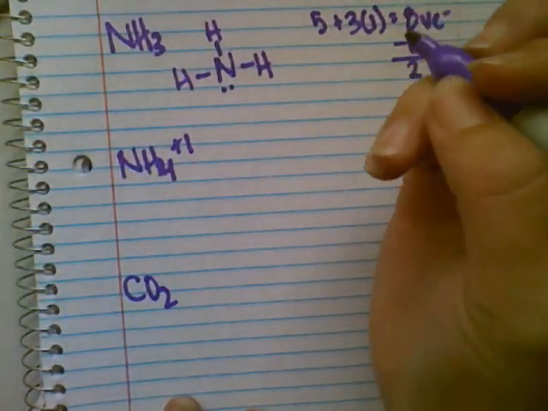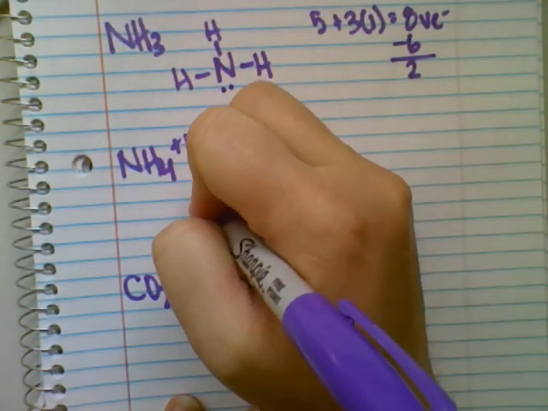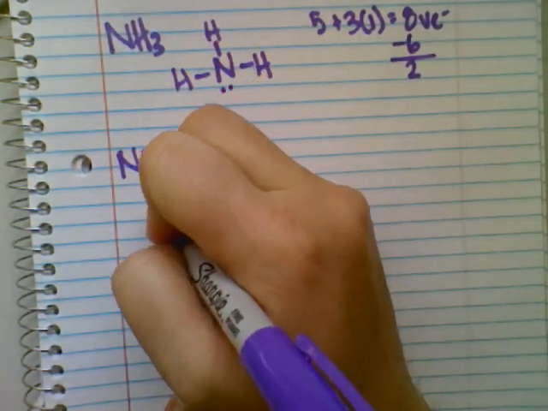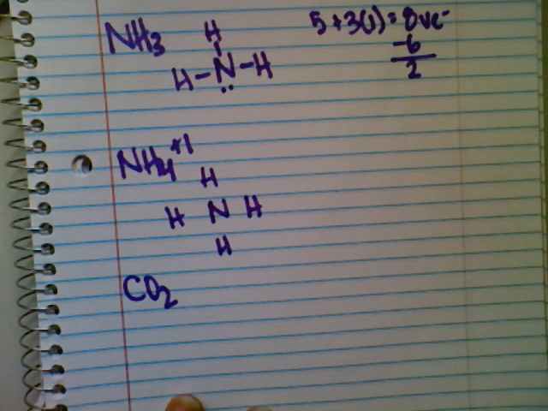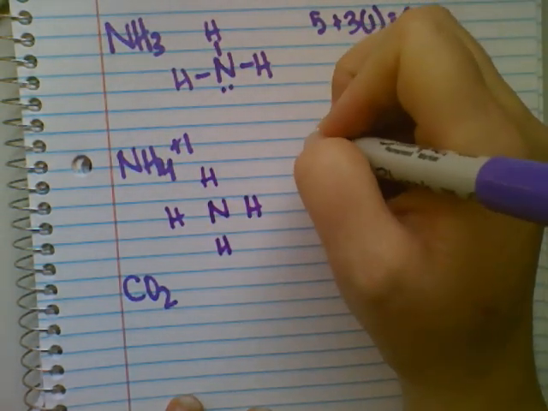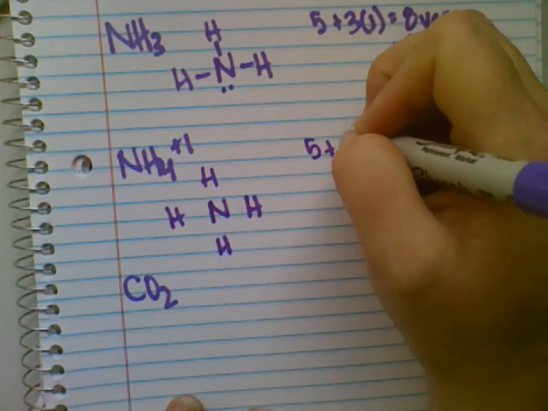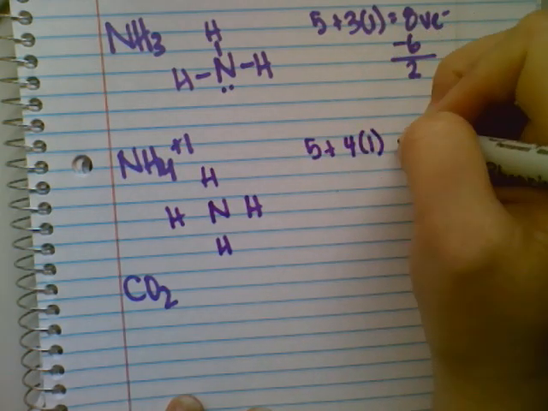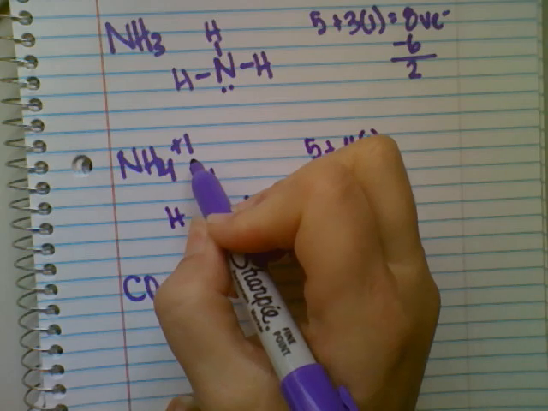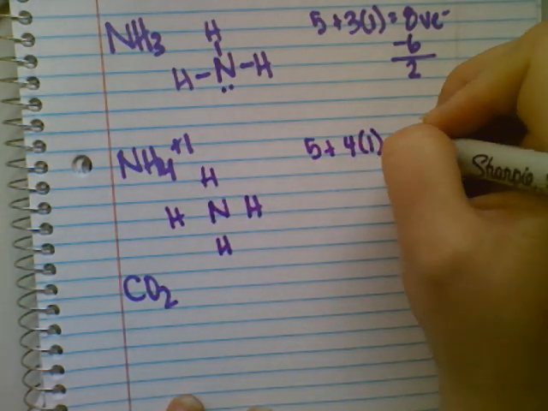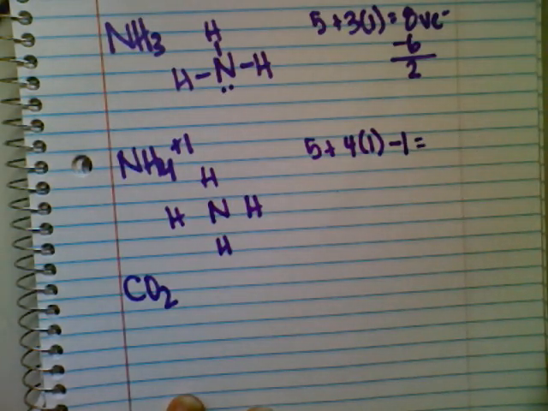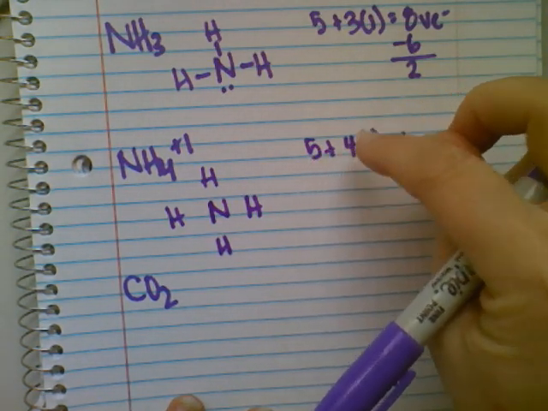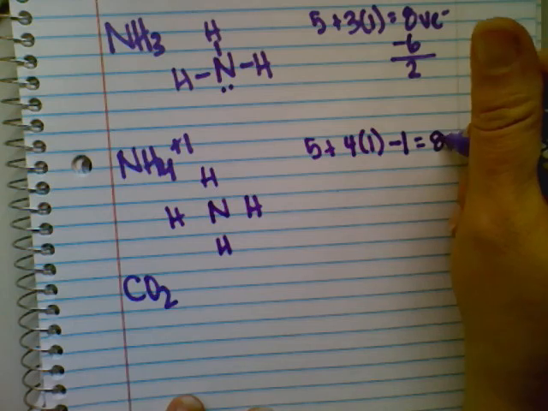Okay, on the next one, again, I'm going to put the nitrogen in the center, and I'm going to put the hydrogens around it, but this time I have 4 hydrogens to go around it. I'm going to count my valence electrons. I have 5 still from the nitrogen. My 4 hydrogens each come with 1, but then it has a +1 charge. That means it lost one of its electrons. So I'm going to subtract 1 over here. So I now have 8 valence electrons.